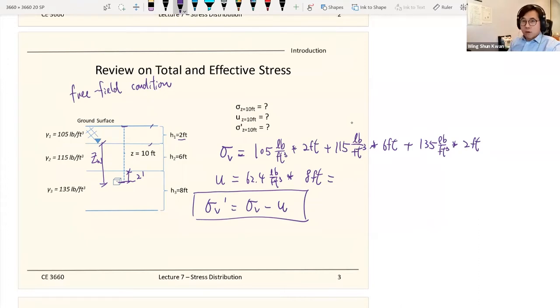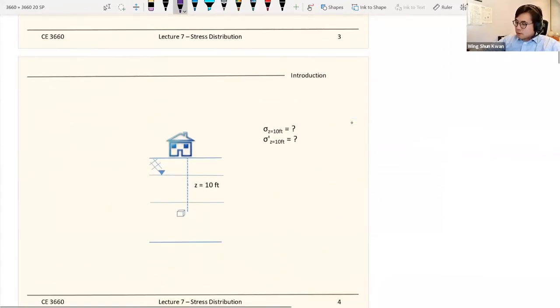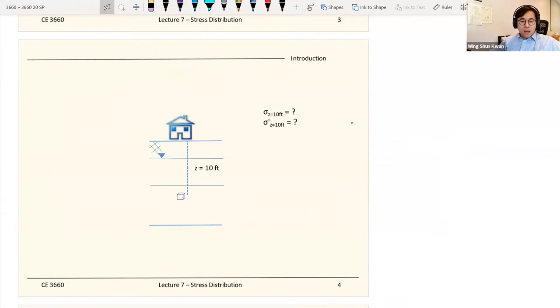At this point, all of us should be very comfortable calculating the stress, one more time, under a few conditions. Okay, now next: what happens if we have a surcharge? If we have a surcharge, this is the above ground loading.